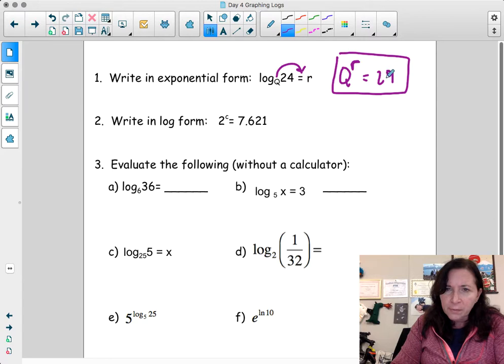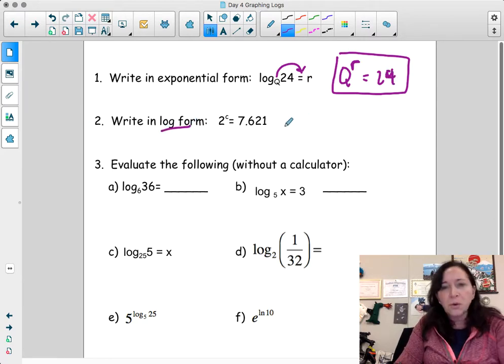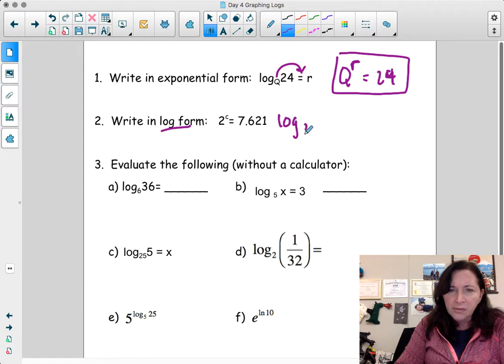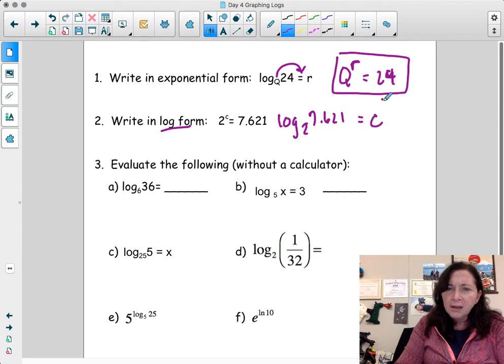This one says to write in log form. So I would say that's log base 2 of 7.621 equals C. And if you wanted to check that, you would go to the C power, base to across the equal sign. And that's what they're asking me. They didn't ask me to solve it.